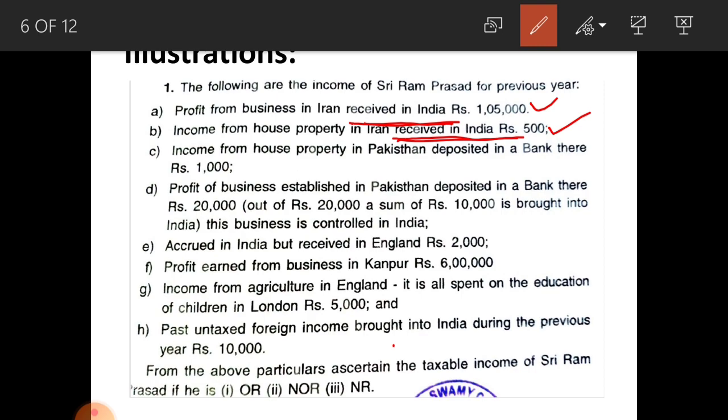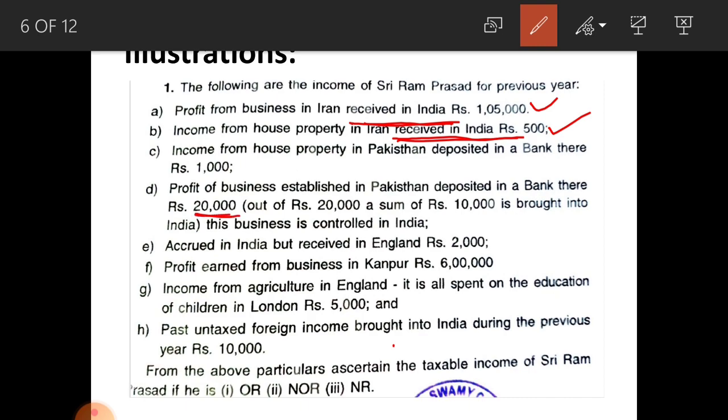And fourth one, profit of business established in Pakistan deposited in a bank there, rupees 20,000. Out of rupees 20,000, a sum of rupees 10,000 is brought into India. This business is controlled in India. See here, profit of business established in Pakistan deposited in a bank there. If only this much information is given, only ordinary resident must pay tax on this 20,000 rupees.